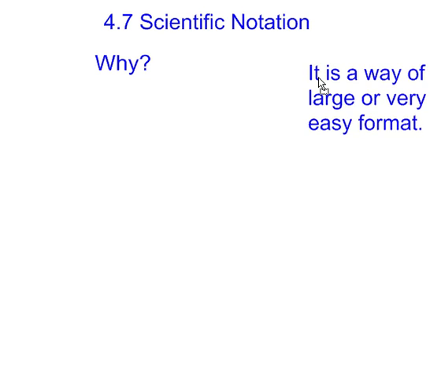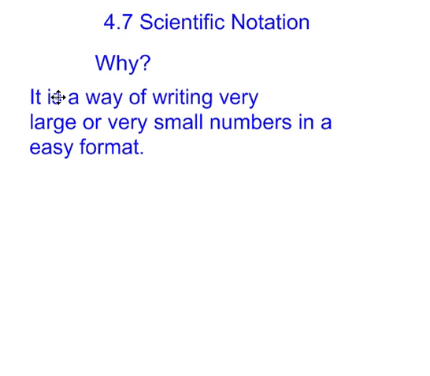So you may be asking, why do we use scientific notation? Scientific notation is a way of writing very large or very small numbers in an easy, small format. Please enter this into your notes. Scientific notation is a way of writing very large or very small numbers in an easy format. So we are condensing when we use scientific notation.